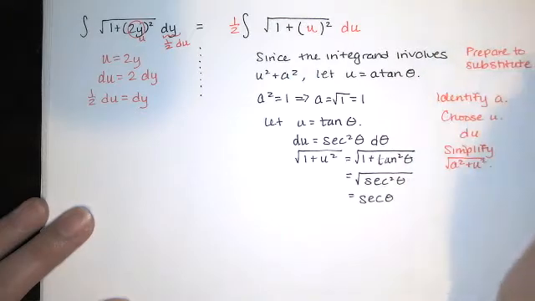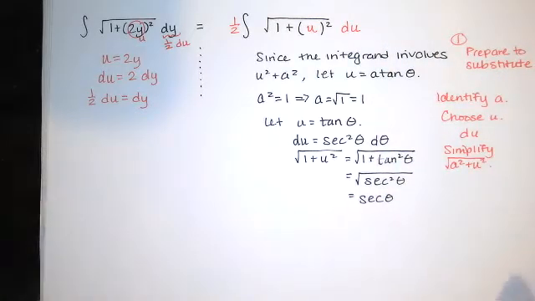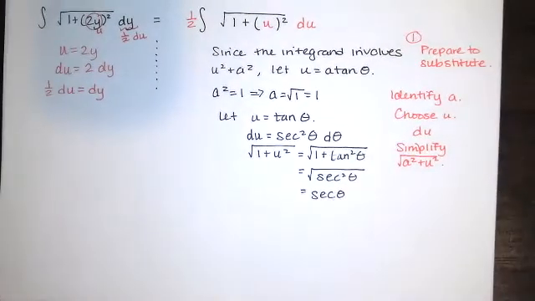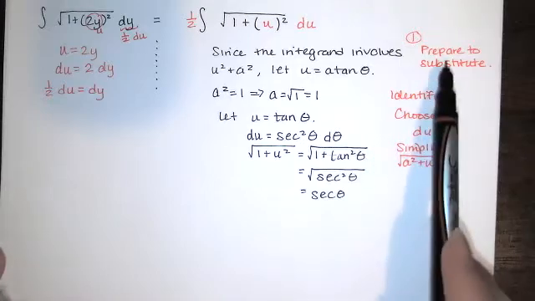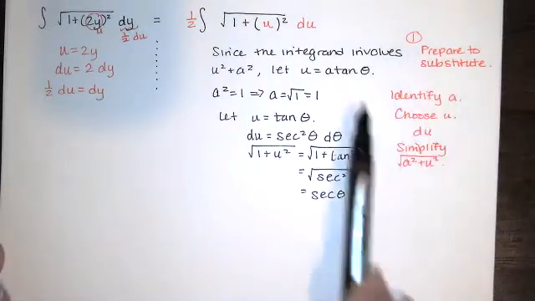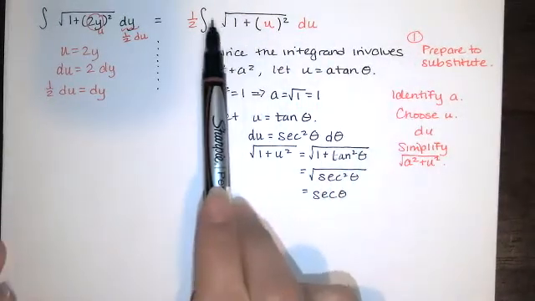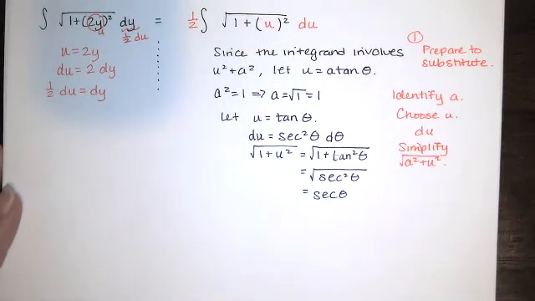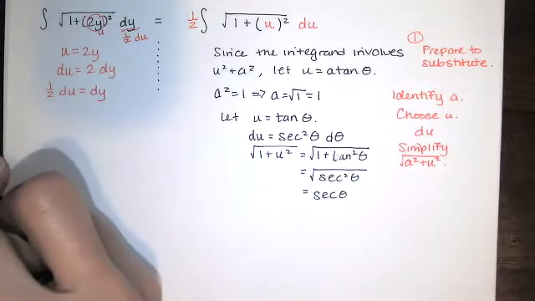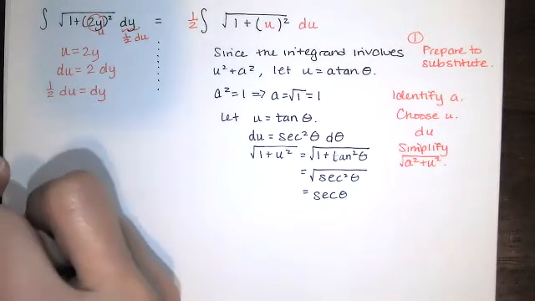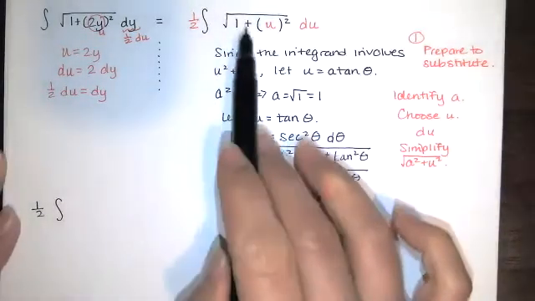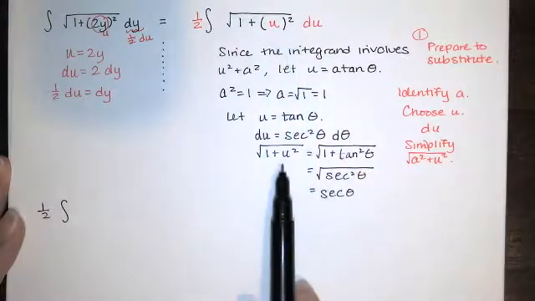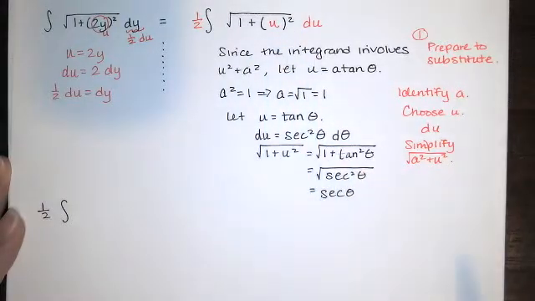If I think about trig substitution, I think of it as comprised of 4 major steps. And here's the big step: prepare to substitute. We did it. And now you're going to substitute. Write everything up here entirely in terms of u, or entirely in terms of theta. So we've got 1/2 of the integral, and the square root of 1 plus u squared can be replaced by secant of theta.